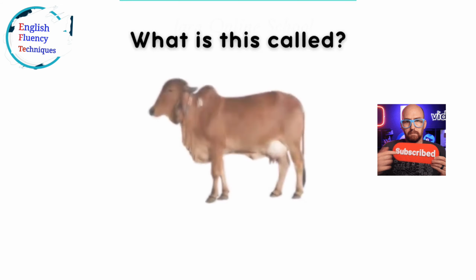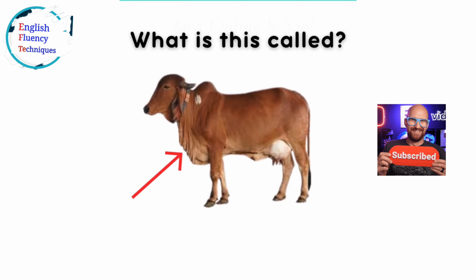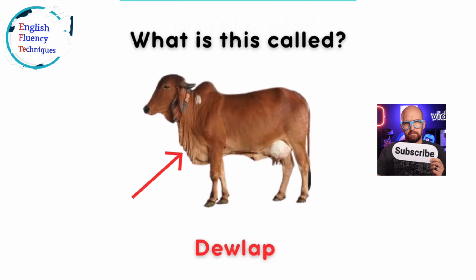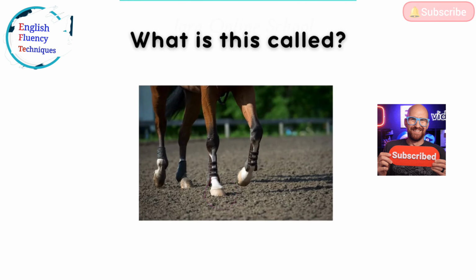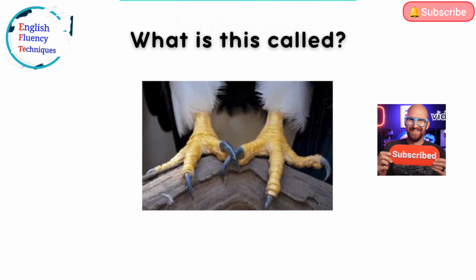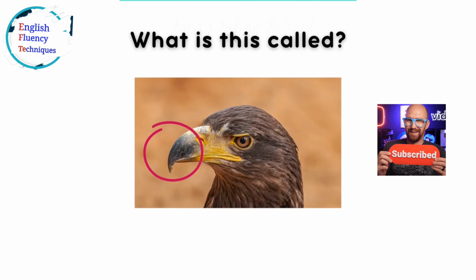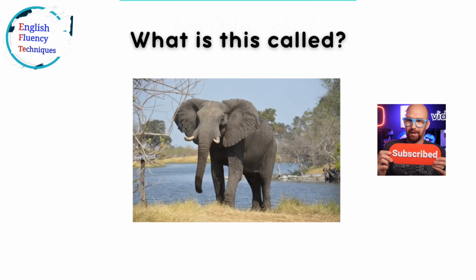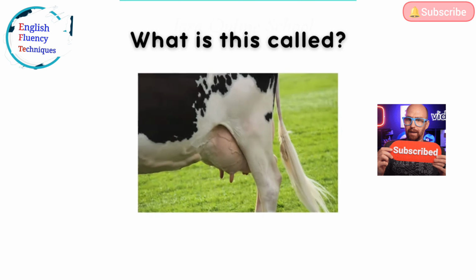What is this called? Comb. What is this called? Dewlap. What is this called? Hook. What is this called? Talons. What is this called? Beak. What is this called? Trunk.